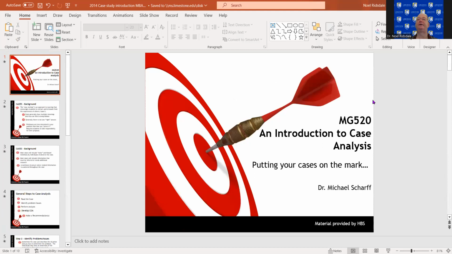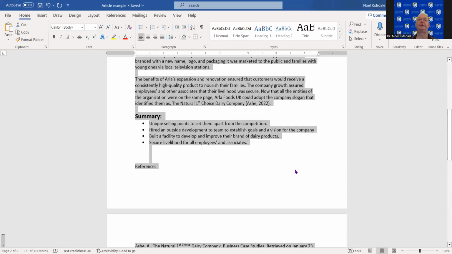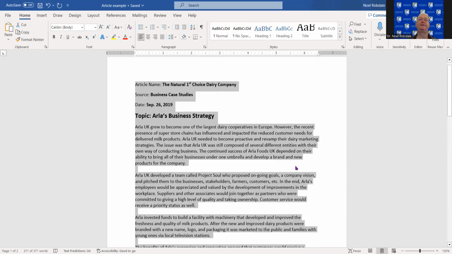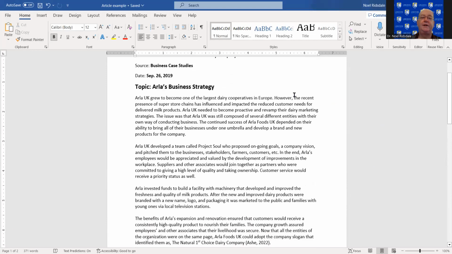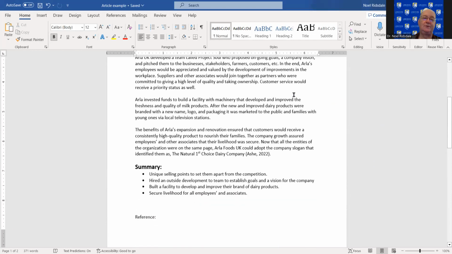Now let me switch the new share and let's go to the Word example. And here we go. So what we've got here is an example that you're going to see right below the case study outline PowerPoint. And this is an example of the article summaries.